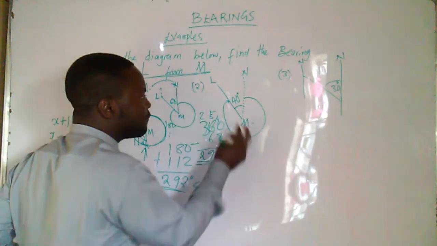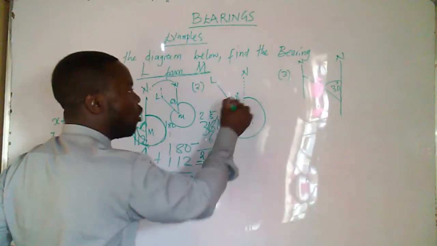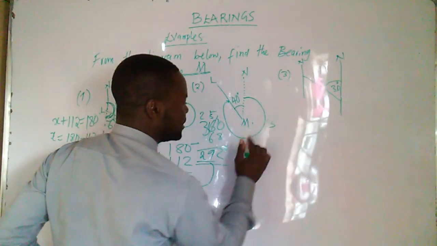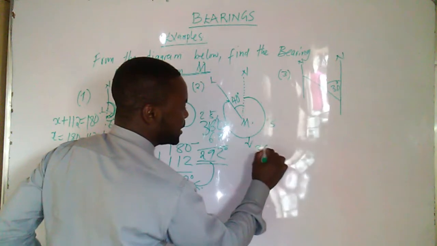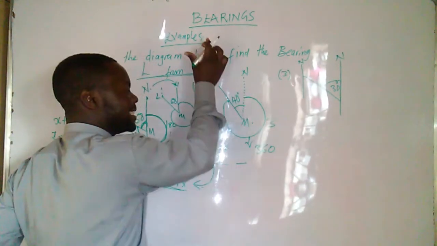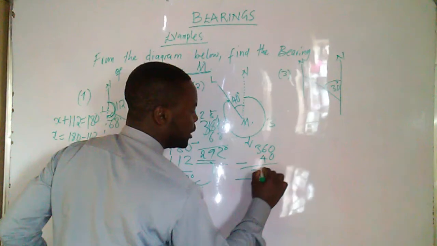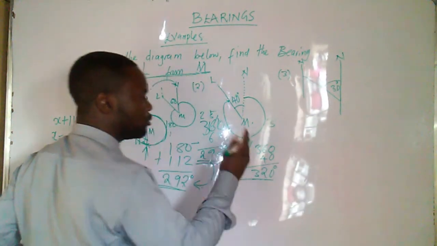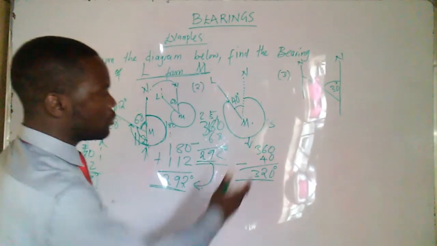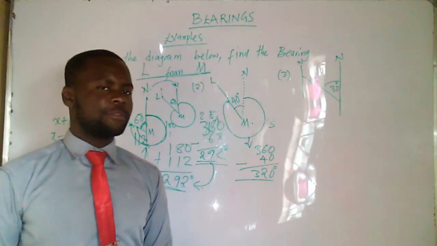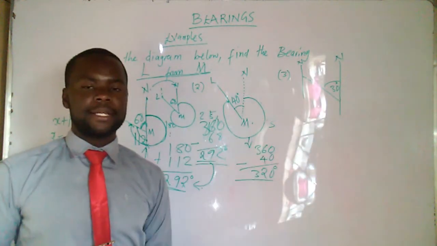So remember that for you to calculate this angle, we know that the complete revolution is what? It's 360. It's 360 minus what? This 40. When you subtract, you are going to have what? 320 degrees. So this is the bearing for question 2. Very simple concept there. Let's go to our last example.